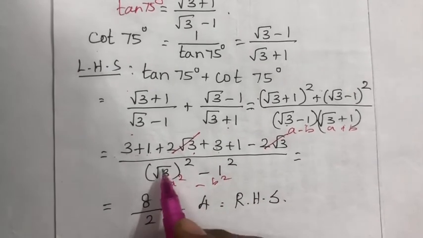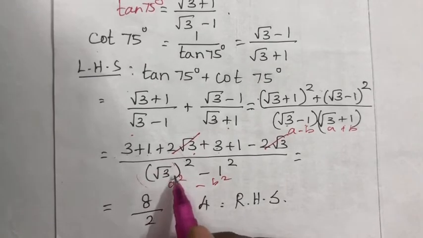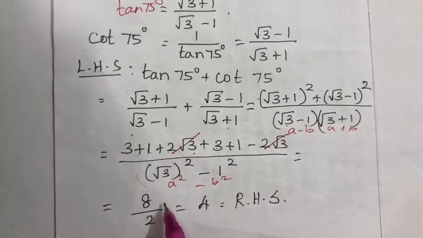8 divided by, what about the denominator? Root 3 square, that is 3, minus 1 square, it is 1. So 3 minus 1, it is 2. While simplifying, we get 4, and that's our right hand side.